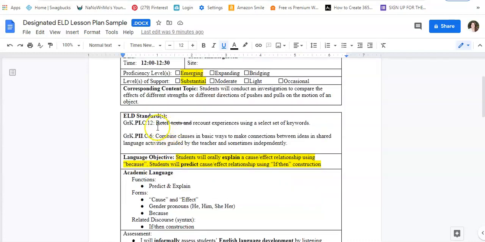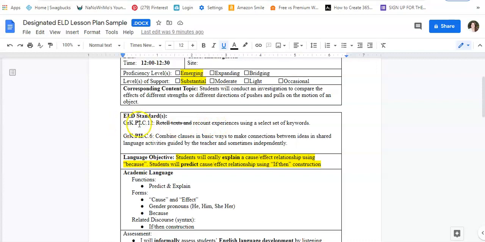So the ELD standard is to recount experiences using a select set of keywords. And the keywords are identified down here under academic language. And you'll notice I crossed out the part of the standard that I'm not using. So remember, you want to copy and paste the entire standard.